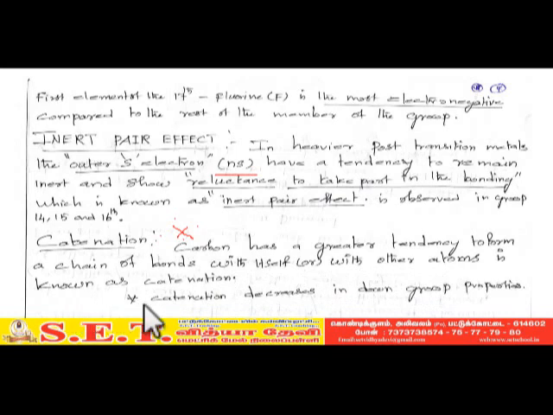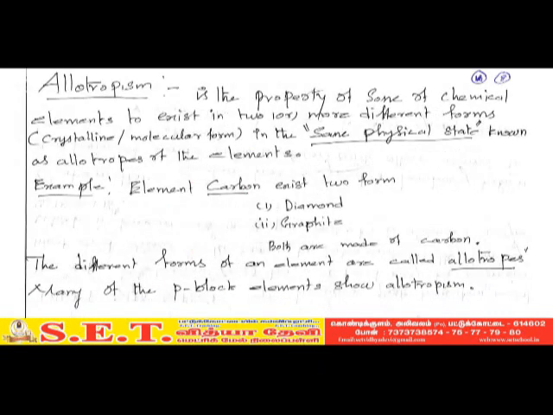I am telling in English, carbon has a greater tendency to form a chain of bonds with itself and with other atoms, which is known as catenation. Now we are going to know about allotropes. Allotropes means, listen, some of the chemical elements have 2 or more different forms in the same physical state, which is known as allotropes of the element.